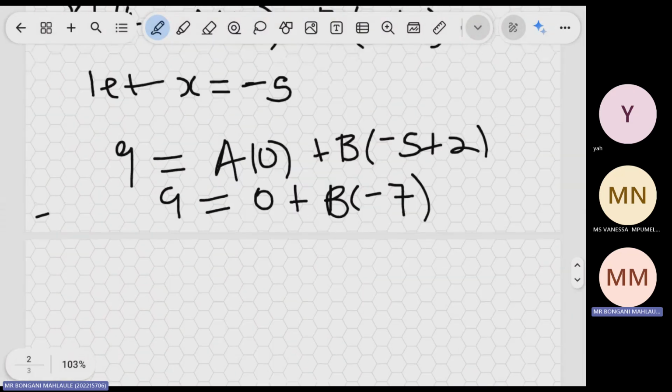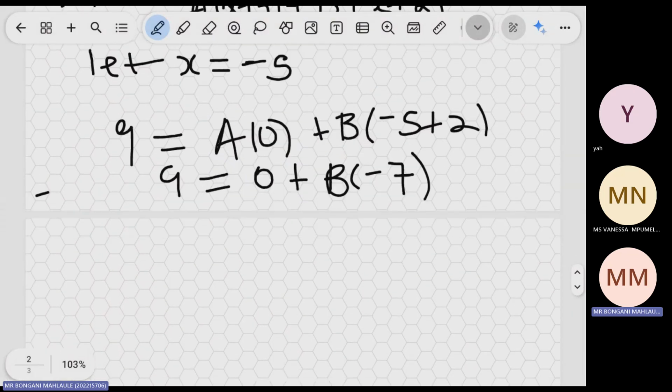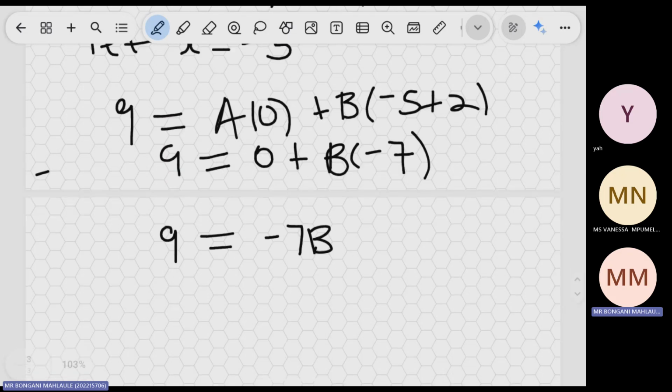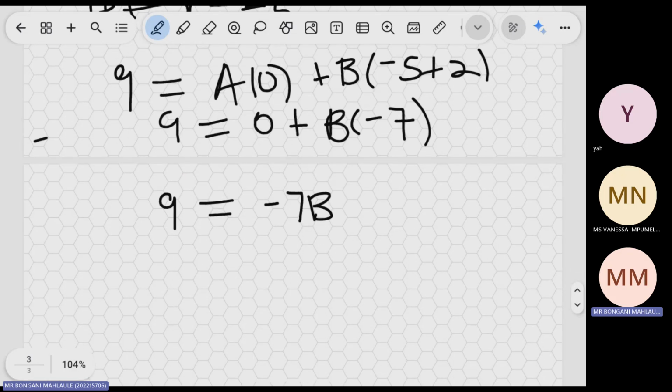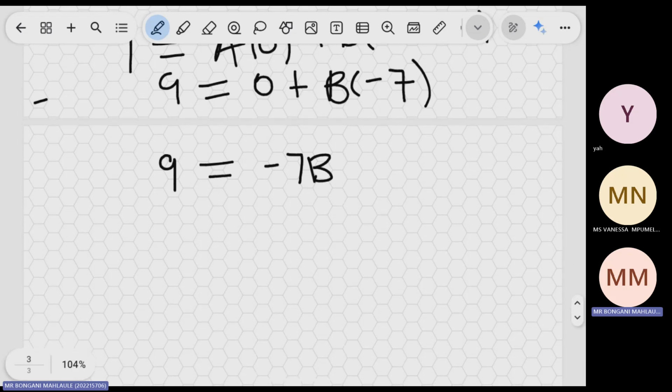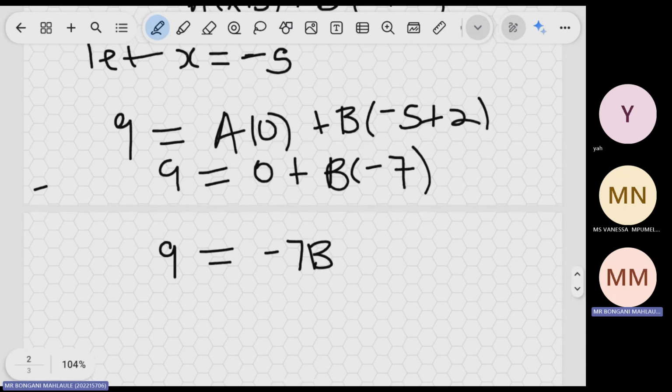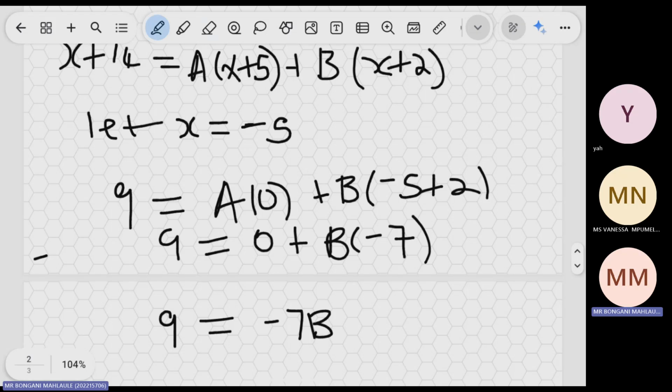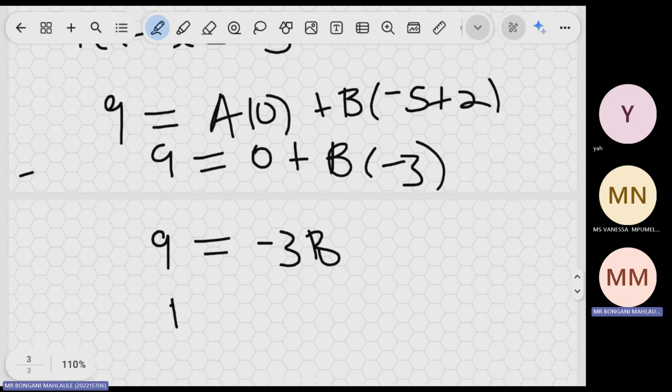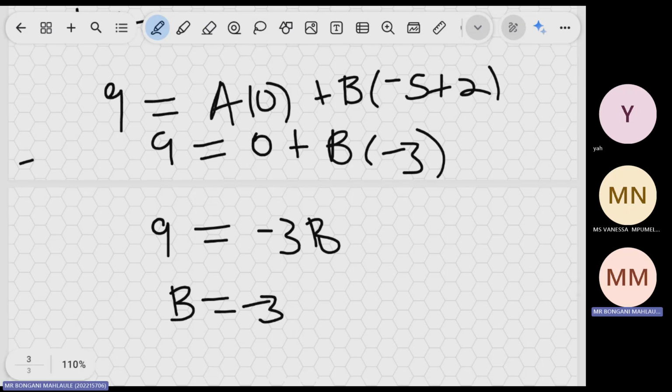So from here, we're gonna have 9 equal to -7b. Then I divide both sides by what? No, this is not -7. -5 plus 2 will give us -3. I don't know why you guys didn't see that. -3b. So our b is going to be -3.